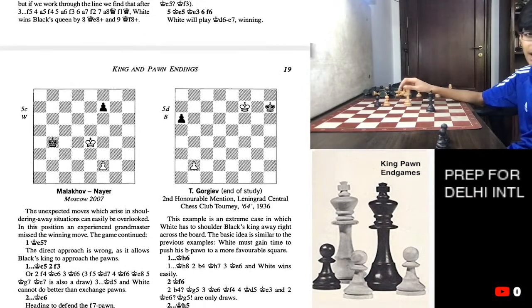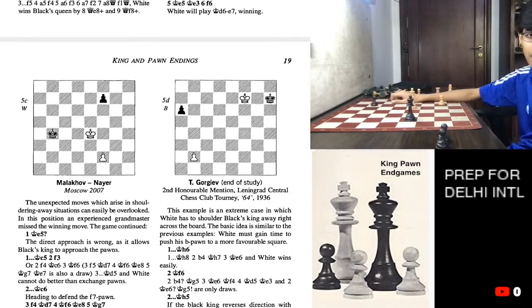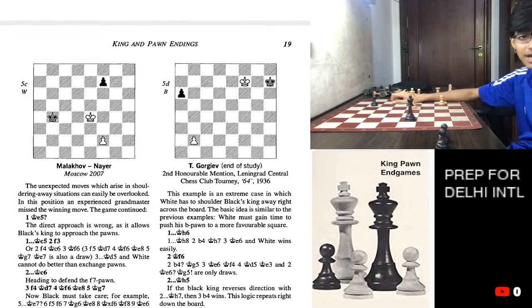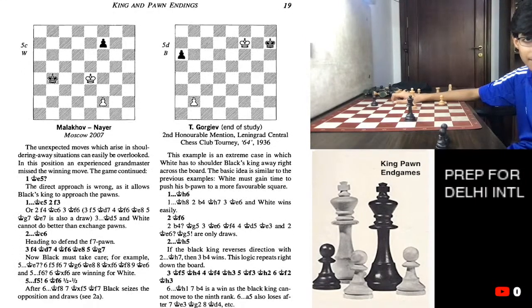Moving on to the next type of position, we have the white king on b4, the black king on b4, white pawn on f2, and black pawn on f7. The unexpected moves which arise in shouldering away situations can easily be overlooked. In this position, an experienced grandmaster missed the winning move. The game continued king to e5. The direct approach is wrong as it allows black's king to approach the pawns.